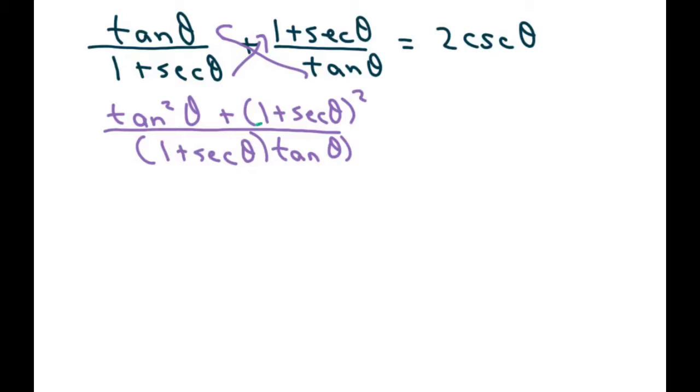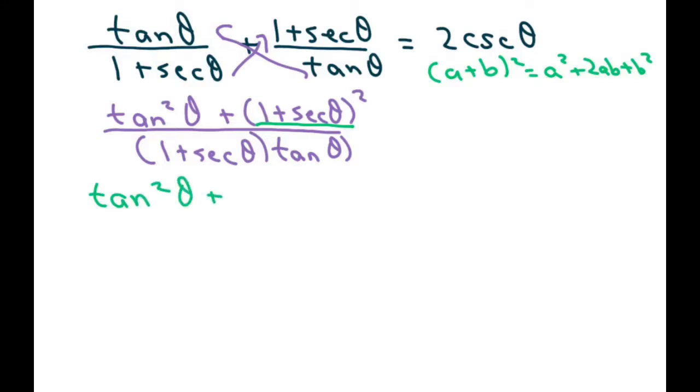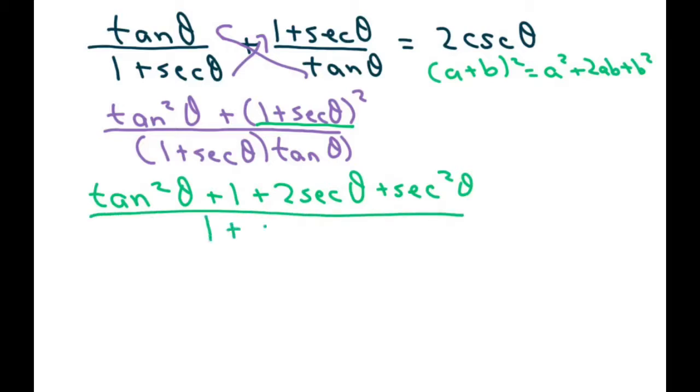Now I'm going to go ahead and expand this, and remember that (a plus b) squared equals a squared plus 2ab plus b squared. So I'm going to go ahead and expand that and write this: tan squared of theta plus 1 plus 2 secant of theta plus secant squared of theta, all over 1 plus secant theta times tan of theta.